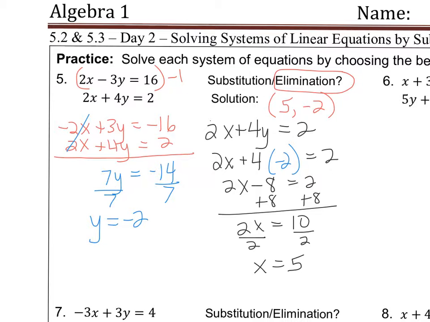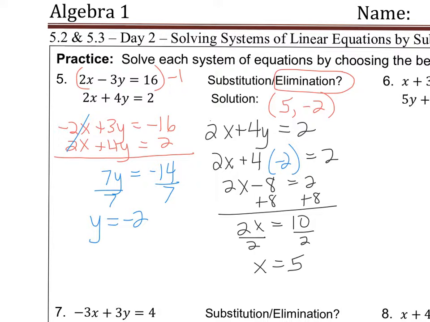Okay, for number 5, I went ahead and chose elimination, mainly because I saw that I had a positive 2x and a positive 2x. So I just took my whole first equation and multiplied it by -1 so that I would have the opposite. When I multiplied the whole equation by -1, it was a very simple elimination problem.